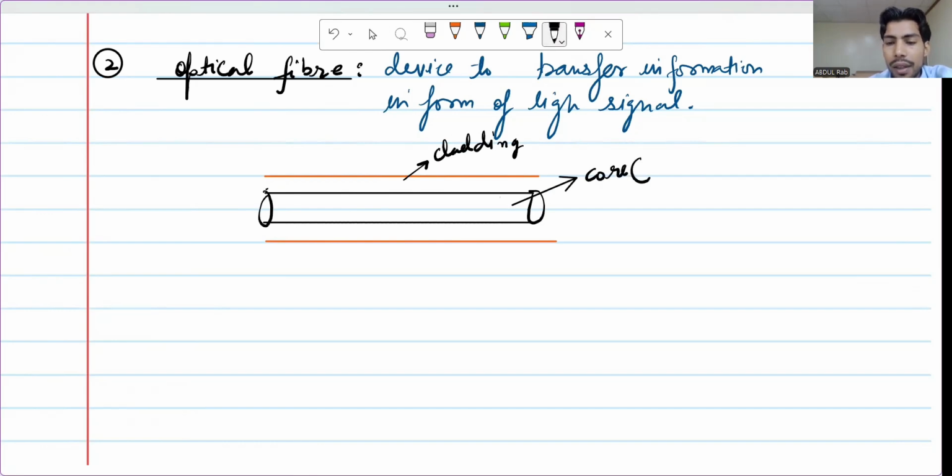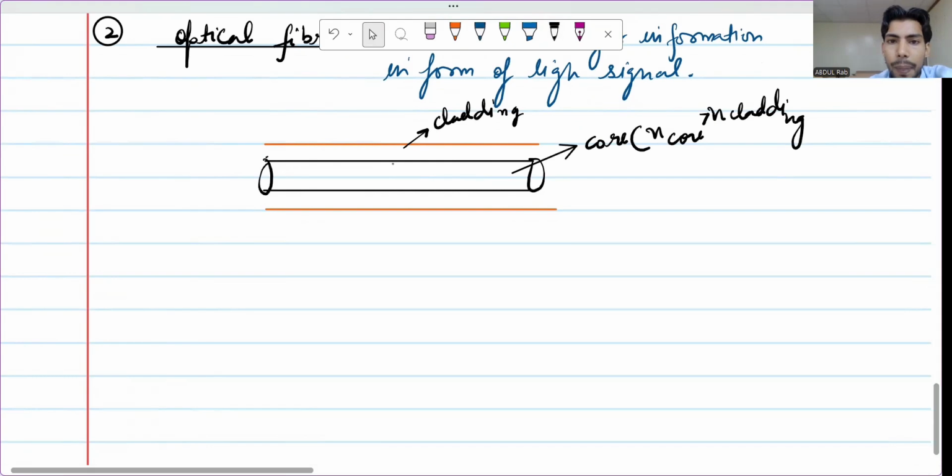And the refractive index of core, if I write N of core, is kept greater than N of cladding. Why it is kept greater, you will come to know in the next part of the video.